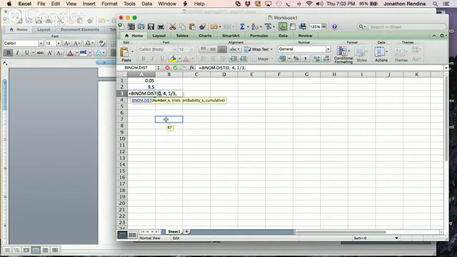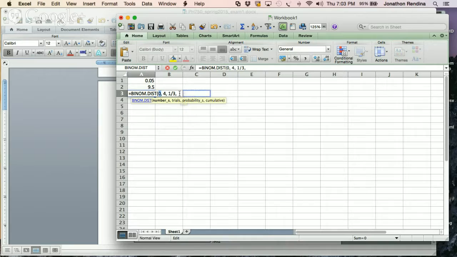Now, if we were doing any other number, if we were doing 1, 2, 3, or 4, we would need to know whether we wanted the probability of exactly 1 grandparent falling, in which case cumulative would be false, or if we wanted up to 1 grandparent falling, which is the probability of none falling and the probability of 1 falling.